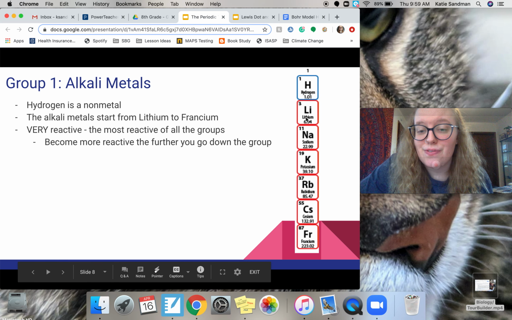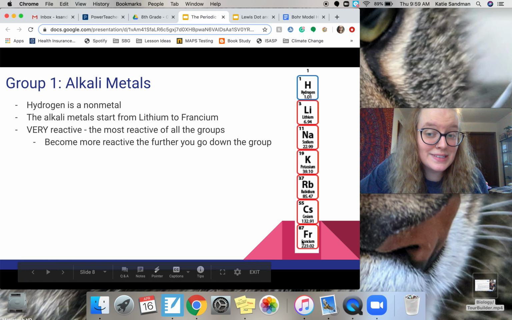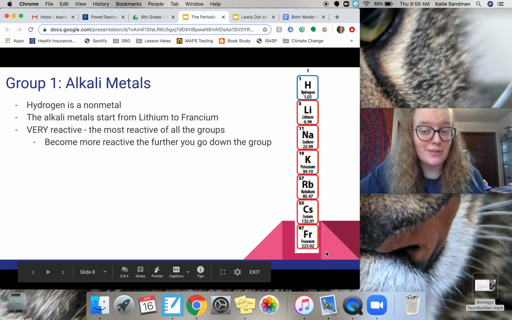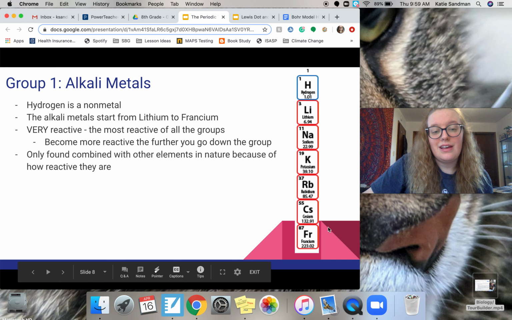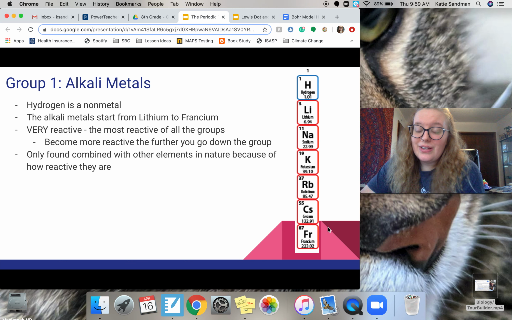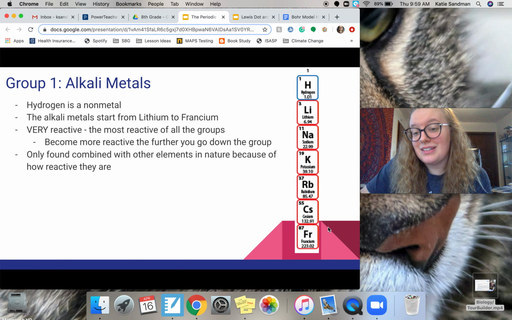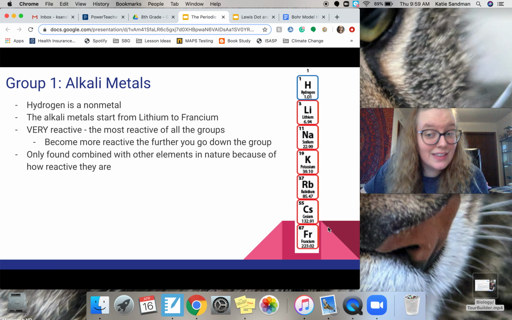And as you go further down in the group, lithium in this group is the least reactive, and francium is the most reactive. So it goes from less reactive to more reactive as you go down that group. These elements are only found combined with other elements in nature because of how reactive they are. These elements are so reactive that they react with water.